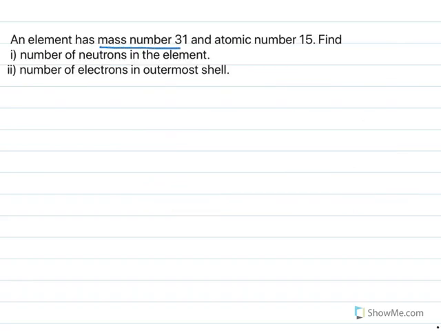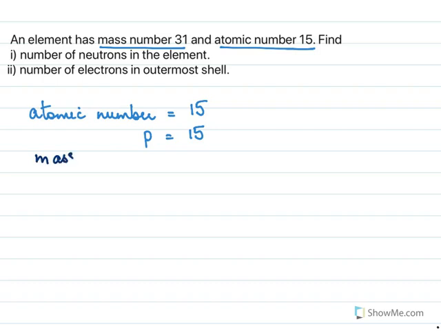An element has mass 31 and atomic number 15. So let's start. We will write the atomic number first. Atomic number is 15, which means protons equal 15. In the next step they said the mass number is equal to 31, so protons plus neutrons is 31.